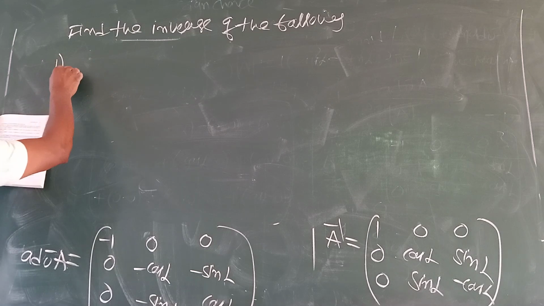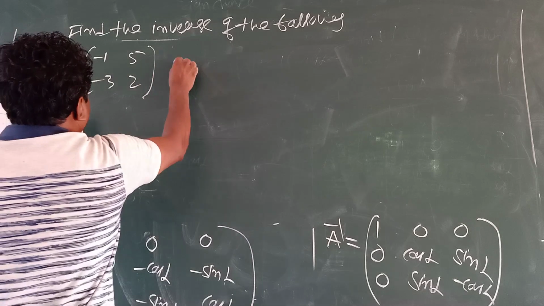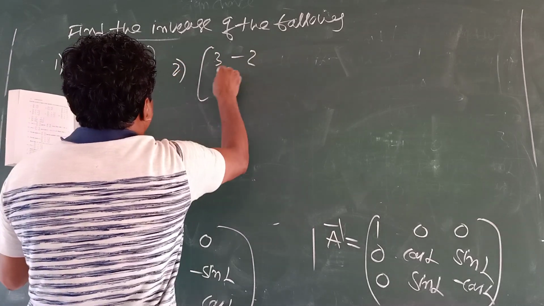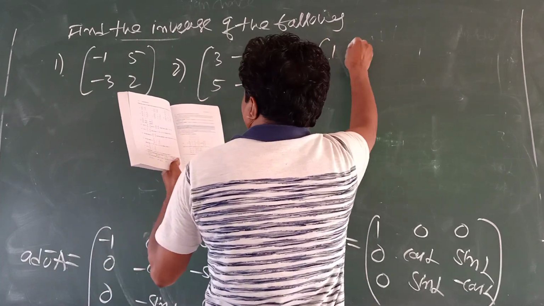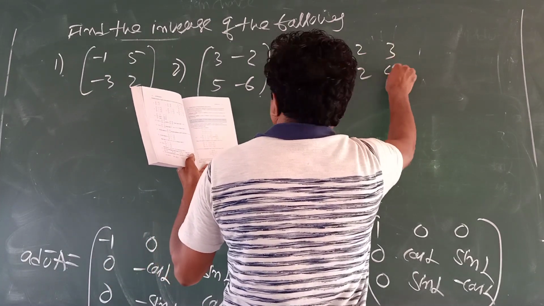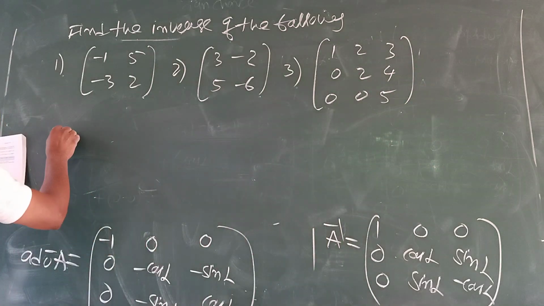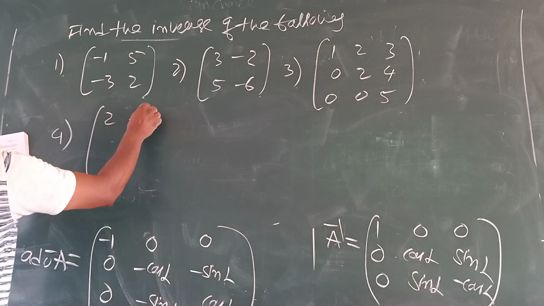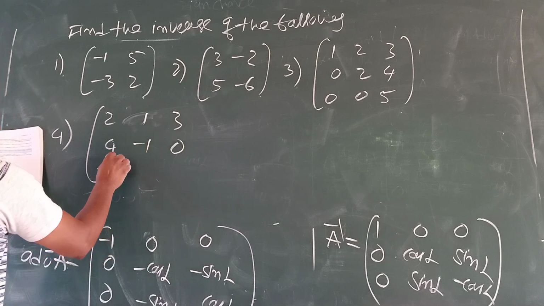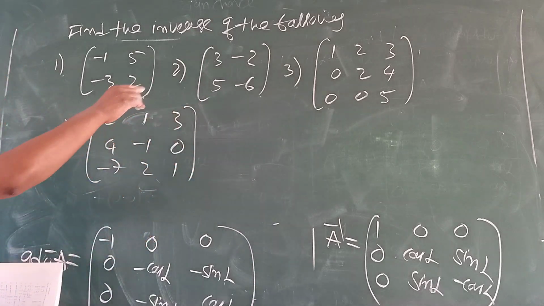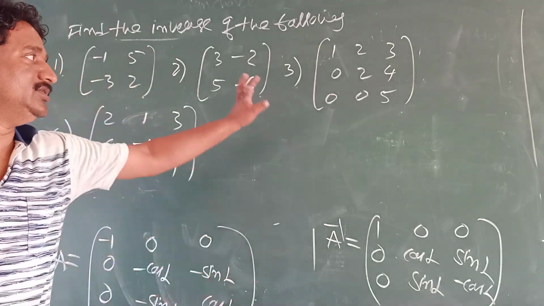First question, -1 5 -3 2. Second question, 3 -2 5 -6. Third question, 1 2 3 0 2 4 0 0 5. So one more question, 2 -1 2 1 3 4 -1 0 -7 2 1. You solve these questions for practice purpose. You must solve these questions at home.